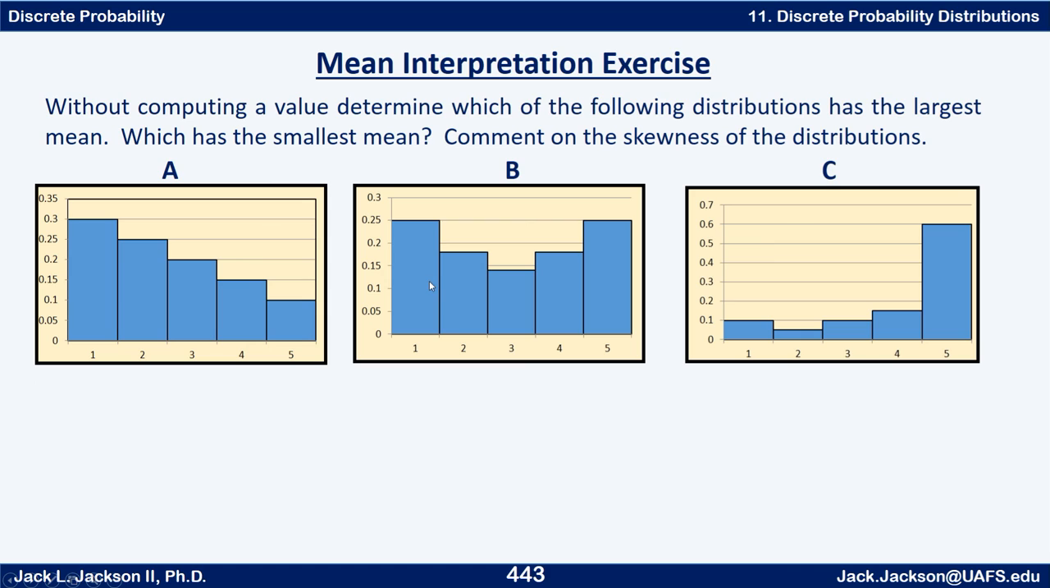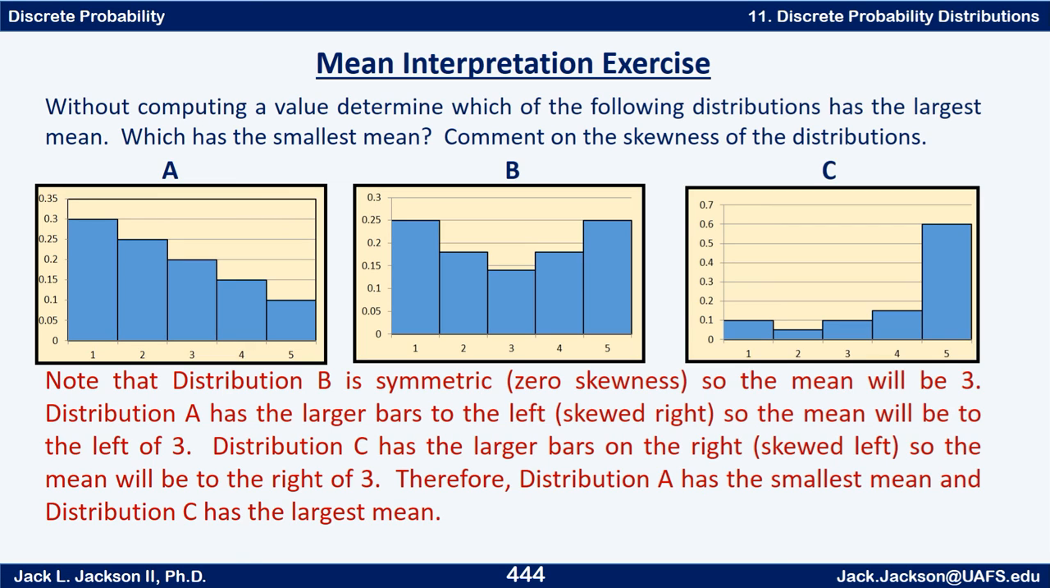Okay, let's do a couple of graphical interpretation problems for these parameters. Without computing a value for it, just looking at this, which one has the largest mean, smallest mean, and the one in the middle? And what about skewness? Press pause and come back when you think you have an answer.